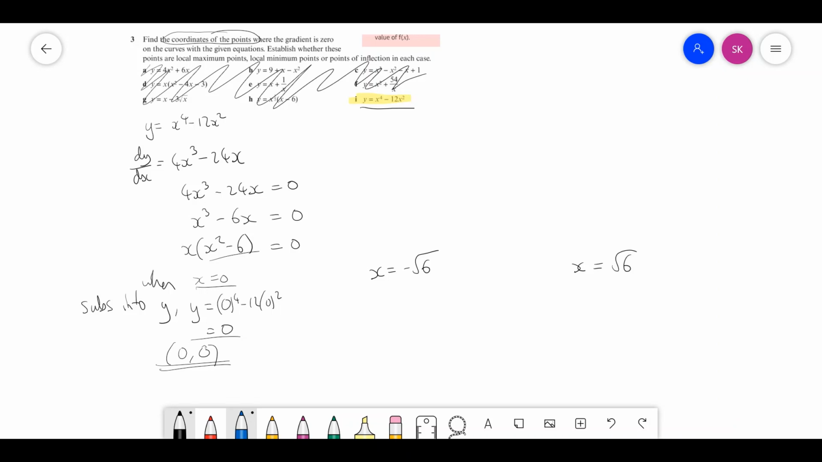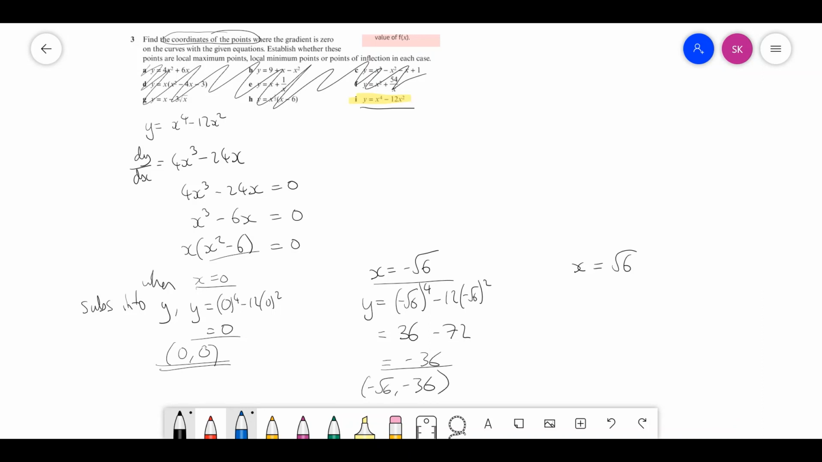When x is negative root 6, y equals negative root 6 to the power of 4 minus 12 negative root 6 squared. Negative root 6 times negative root 6 is positive 6, and then do the same again because it's to the power of 4. We have 36. Negative root 6 times negative root 6 here is positive 6. Positive 6 times negative 12 is negative 72. That's negative 36, which means the coordinates are negative root 6, negative 36.